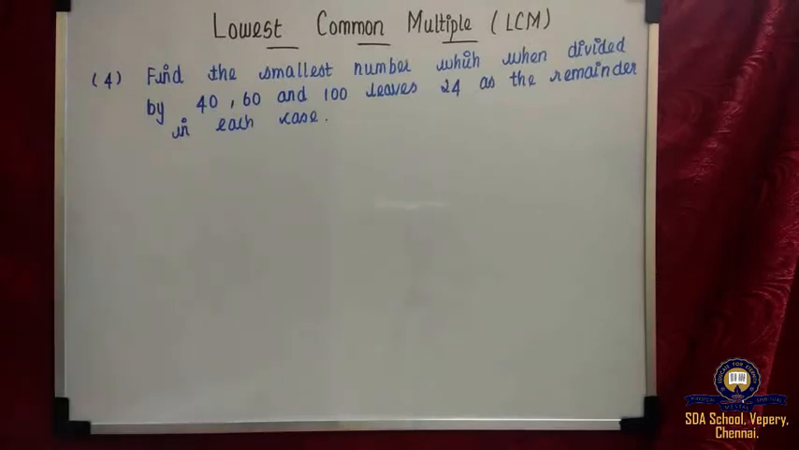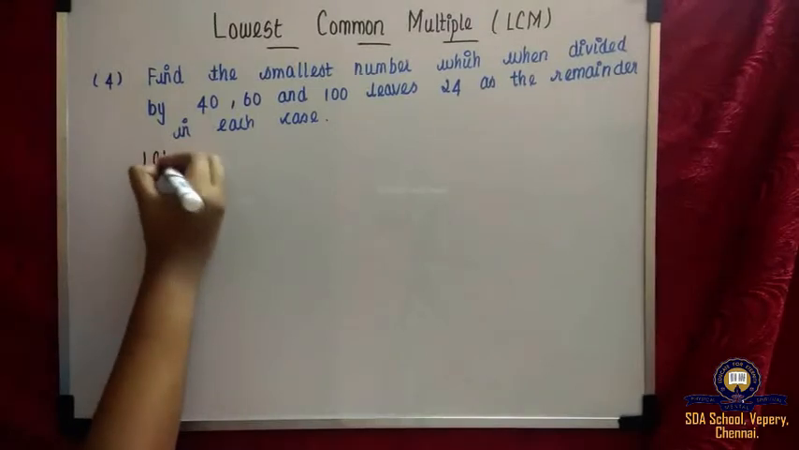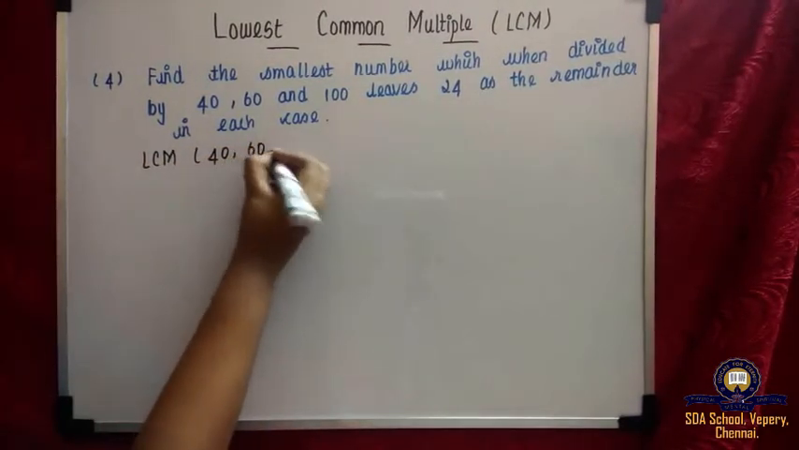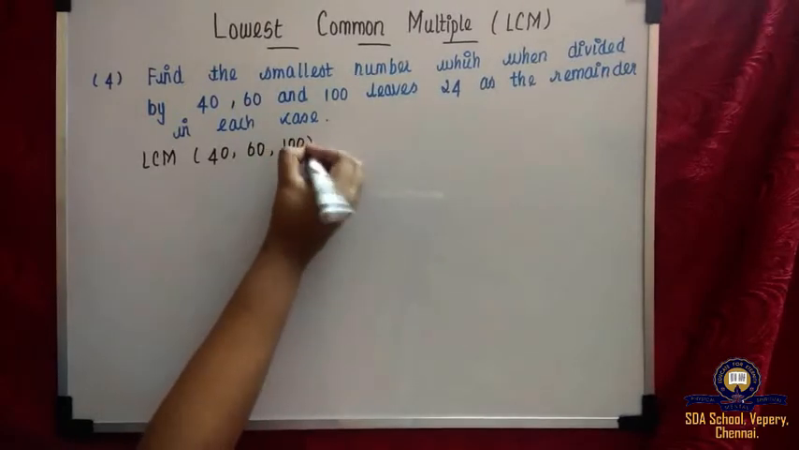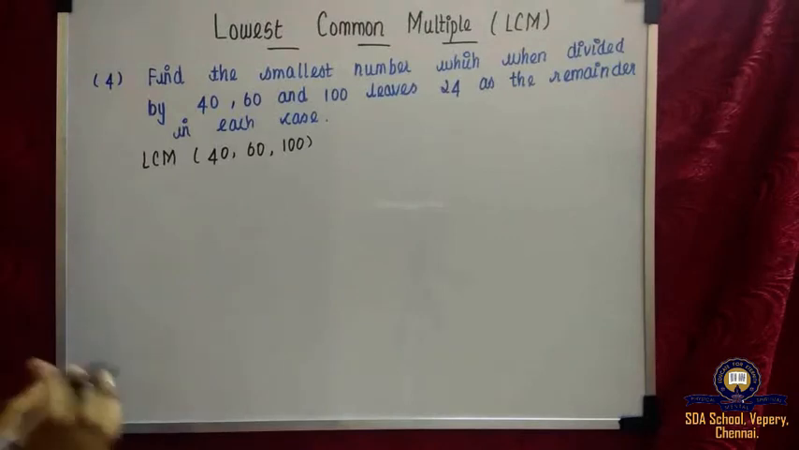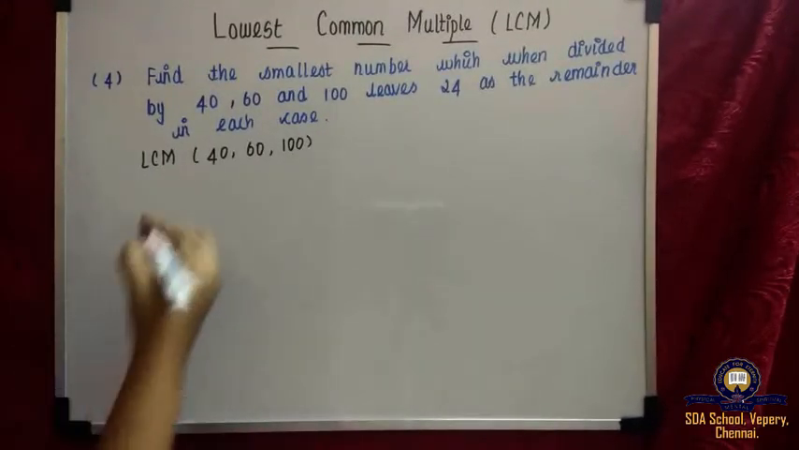Find the smallest number which when divided by 40, 60 and 100 leaves 24 as the remainder in each case. The smallest number which is divisible by 40, 60 and 100 is the LCM of 40, 60 and 100. So we have to find the LCM of 40, 60 and 100. We can find the LCM by prime factorization or by division. So I am finding by division.